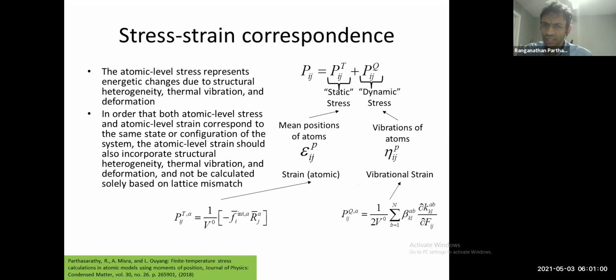So, in order to get a clear connection, two kinematic measures have been determined. One is the strain, which is purely capturing the change in mean positions of atoms, and the other, the vibration strain, is purely capturing the change in the atomic vibrations. Corresponding to the energy change brought about by each of those, the stress can be split into a static and dynamic stress.